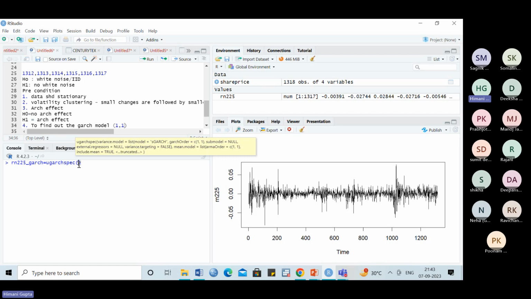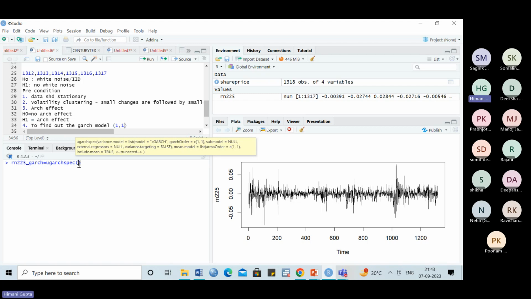And we all know that ARCH and GARCH is a variance model, and the variance model has come from the mean model. So it's up to you whether you want to get the results of the mean model as well as your variance model, that means the ARIMA model as well as your ARCH and GARCH model together, or you just want to get the answer for the variance model.